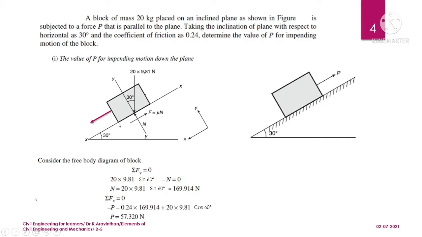If there is an object, you will have a support. So the support will always be perpendicular to the surface. So this is N, and if the object is going downward and it is pulled downward, the friction will act opposite to that, that is upward, F equal to mu into N.